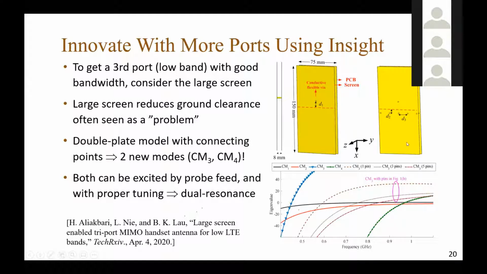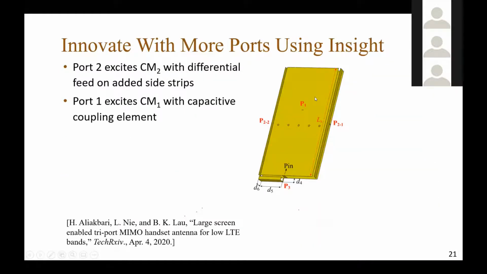the added pins. And if you add the pins correctly, you can tune characteristic mode 3 so that it gets closer to the other characteristic mode that is formed by the 2-plate structure. And now we can use a probe feed at this location to create dual resonance. So now we have a 3-port antenna.